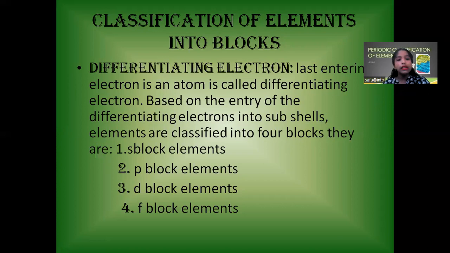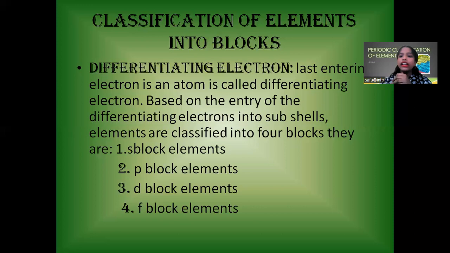So what is meant by differentiating electron? We already know some shells, like the anti-penultimate shell, ultimate shell, penultimate shell, outermost shell, and valence shell. These are some shells. Now orbitals we also know: s orbital, p orbital, d orbital, f orbital.